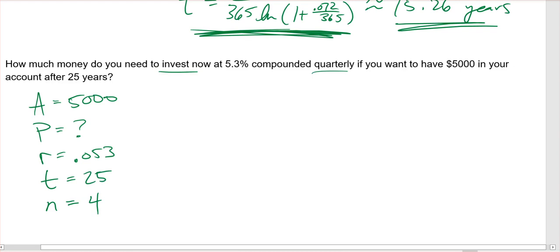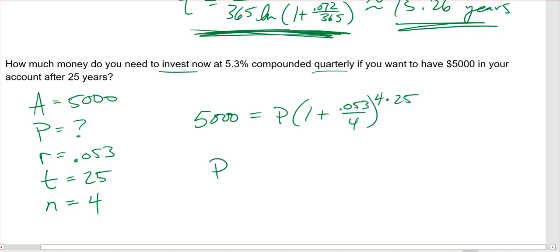And now we're off to the races here. So we just plug all these values into our nice equation, and we can solve for what we don't have. So we got 5,000 is our amount. That's got to be equal to the principal times 1 plus 0.053 over n raised to the n times t power. And really all we have to do is divide, right? So p is 5,000 divided by that exponential expression. Might as well write 100 there, right? 4 times 25 is 100.